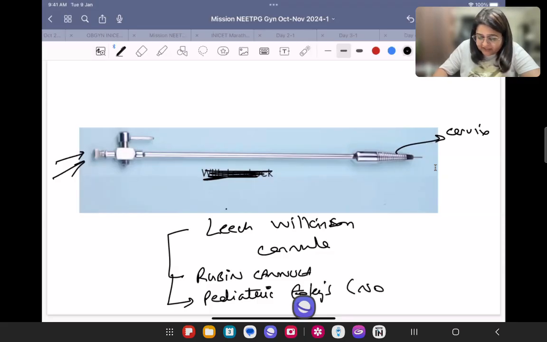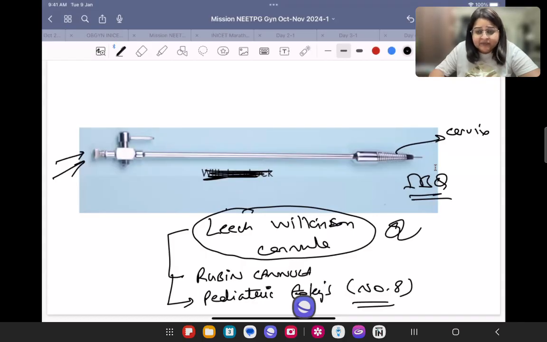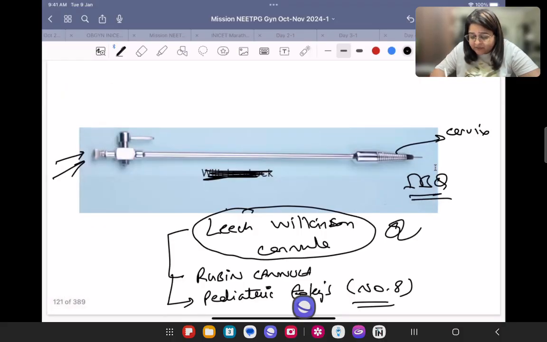That is a Foley's catheter number 8. Okay, so pediatric Foley's or a Rubin's cannula. But the most commonly used one, and the most commonly asked in the exam, is a Leach-Wilkinson cannula. And you should know how this looks. It's come several times as an image-based question. Now, in HSG it will look like this, okay? You'll use Foley's number 8, which is the pediatric Foley's. Number 14 is what we usually use in women. In women we use 12, 14 or 16.